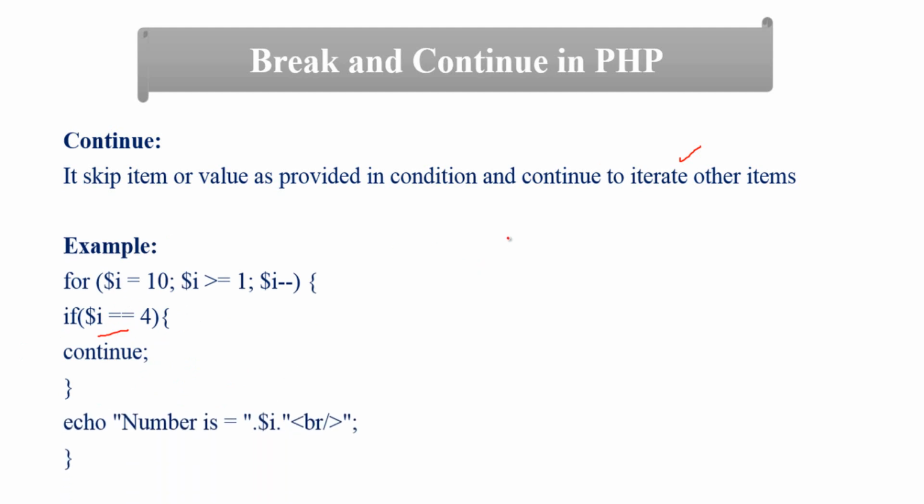So it will display the numbers 10, 9, 8, 7, 6, 5, and it will skip 4 and then display 3, 2 and 1. So this is the difference between the break and continue keywords in PHP. Practically you will understand it when I provide an example of break and continue keywords in PHP with loops.